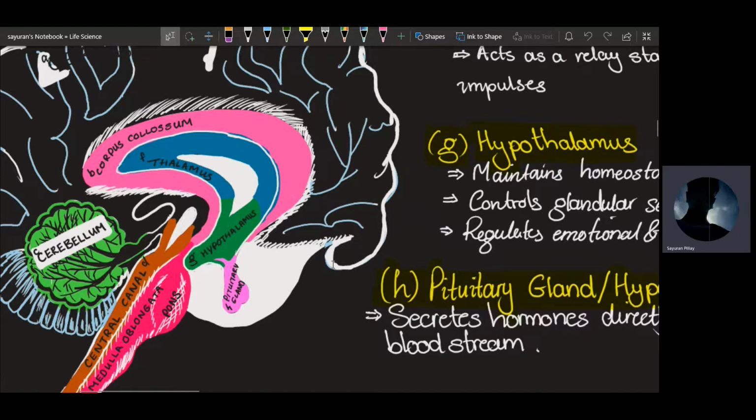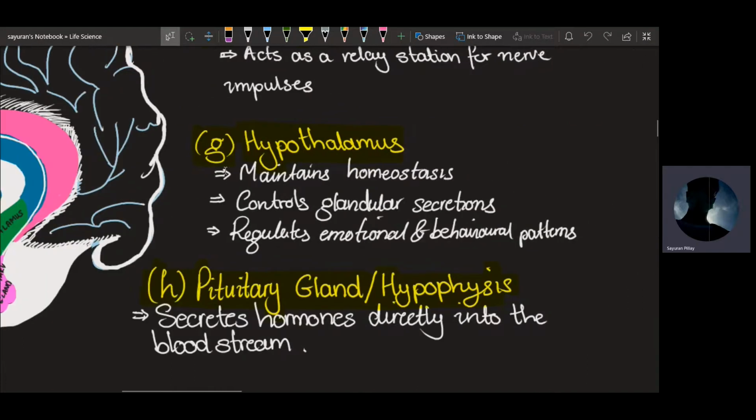It controls your glandular secretions, right? But apart from that, it also regulates emotional feelings and stuff like that. So emotions and whatnot, right? So if you look here, these things are written here, basic, but what I've told you.